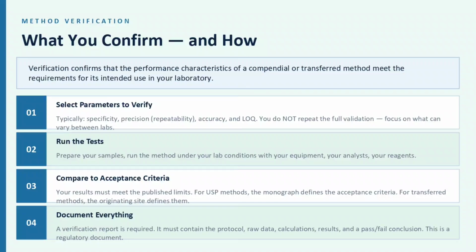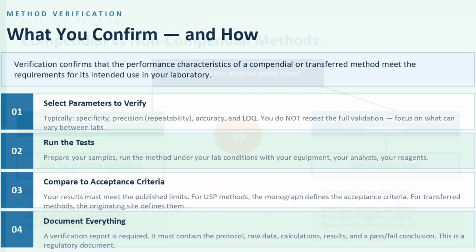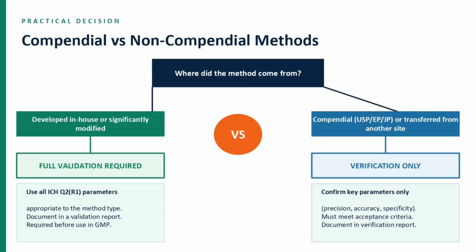A verification report is a regulatory document. It must contain the protocol that was approved before you started, the raw data, the calculations, the results compared to the acceptance criteria, and a clear pass or fail conclusion. The report must be reviewed and approved by quality assurance before the method is used for GMP testing. No exceptions. This decision diagram summarizes the entire lecture in one image.